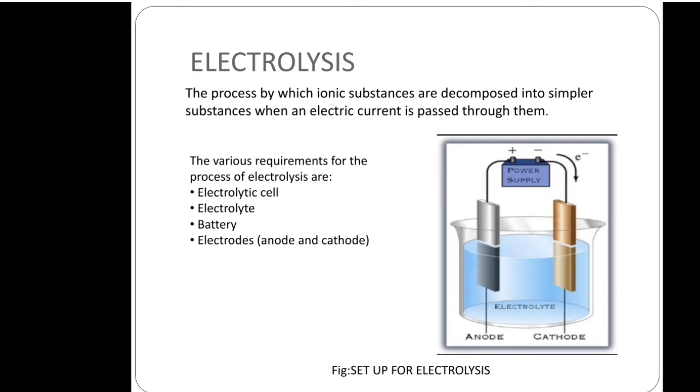So the various requirements for the process of electrolysis are the electrolytic cell, then the electrolyte, then the battery, then the electrodes, that is the anode and the cathode. So you can see here in the picture which one is the electrolyte, which one is the anode and cathode. So this is the setup for the electrolysis process.